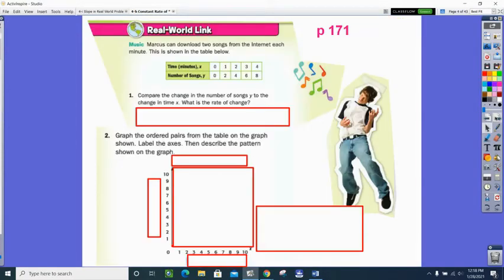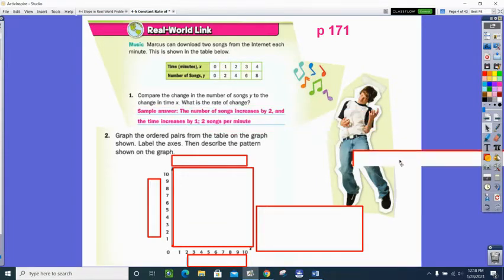So we're on page 171, volume 1 book, and there is a table here where Marcus can download 2 songs from the internet each minute. So his internet is working right now, and it looks like every minute he's downloading songs. So compare the change in the number of songs to the time x, and what is that rate of change? Rate, we often think of as equating to the word speed, and in this case you could use that comparison. What is the speed of the songs compared to the minutes? What's happening?